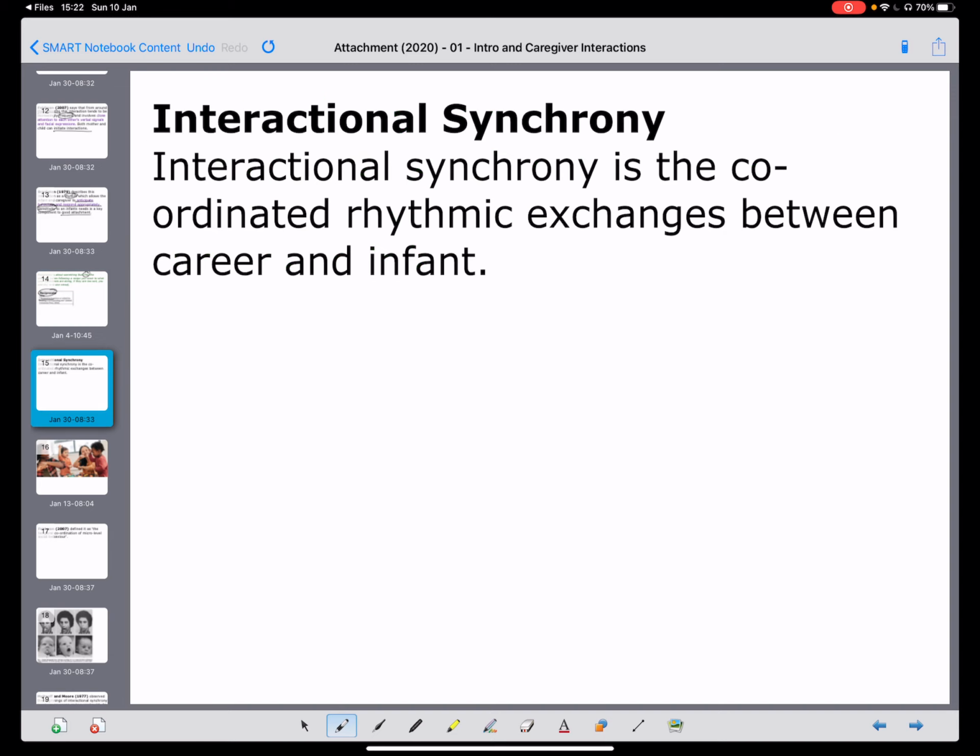The second one is interactional synchrony. So it's obviously two words here. Maybe you're familiar with the idea of synchronized swimming, where they work at the same particular time. I'm under the impression it's quite a difficult sport. It's not necessarily a sport that I particularly like. But of course, we find there are coordinated rhythmic exchanges when people are synchronizing themselves.